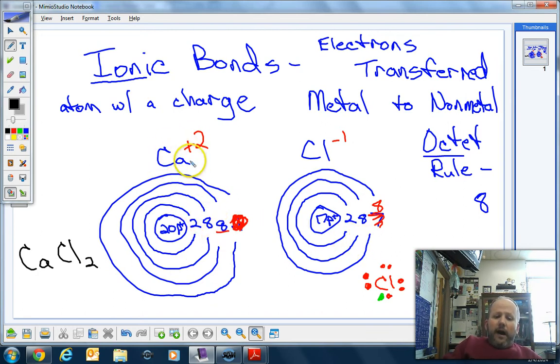That is why an ionic bond forms, because these electrons are transferred from the metal to the nonmetal. That makes the metal positive, the nonmetal negative, and almost everything wants to have 8 in their last energy level, and in doing so, calcium's happy, 2 chlorines are now happy, and we get this chemical called calcium chloride.